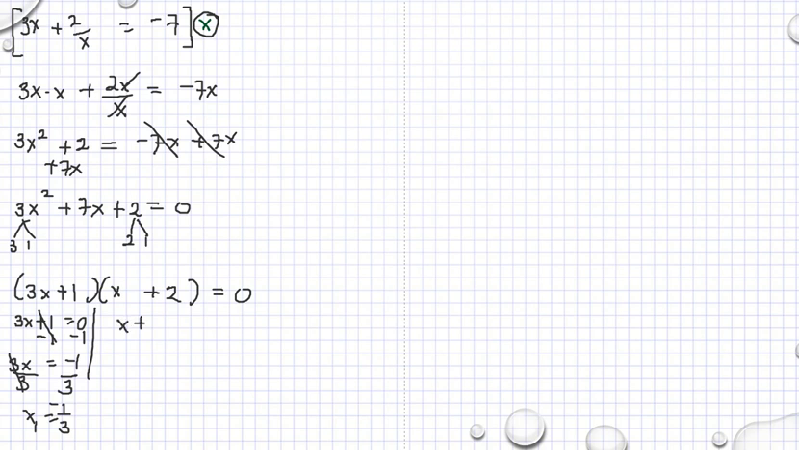Then x plus 2 is equal to 0. Subtracting both sides of the equation by 2, and we have x sub 2 is equal to negative 2. You can check if we got the right roots.